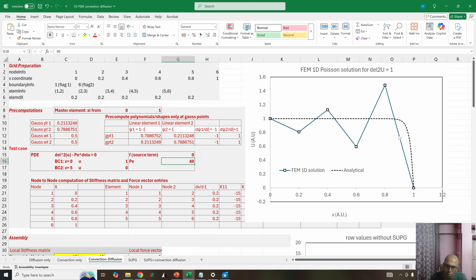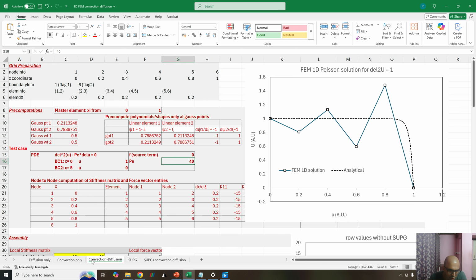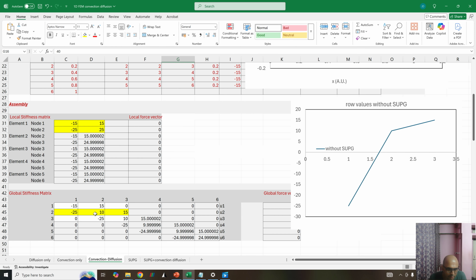So that is causing node to node oscillations. This is the problem, one way of looking at the problem. The way to solve this is what is called upwinding. So let's look at what happens here. This is the convection diffusion case. Again, I am highlighting this.